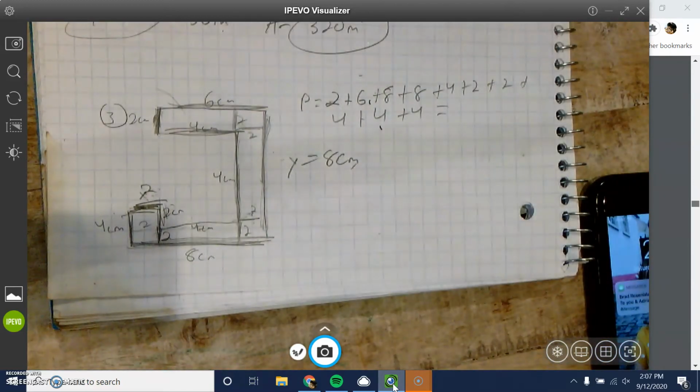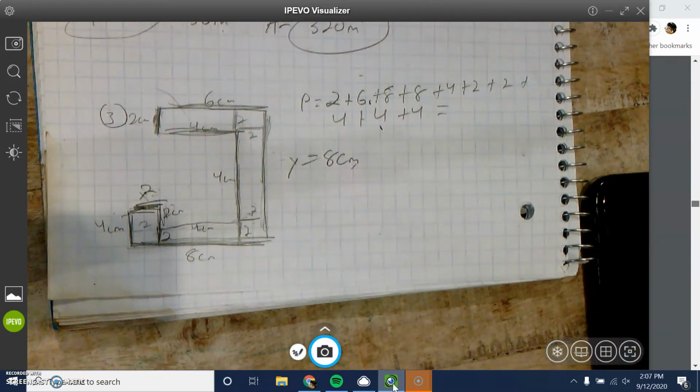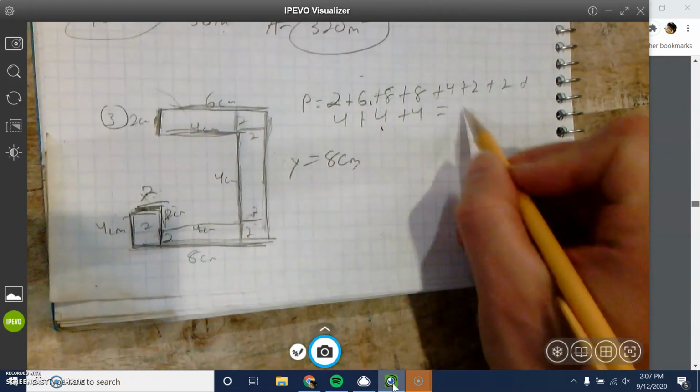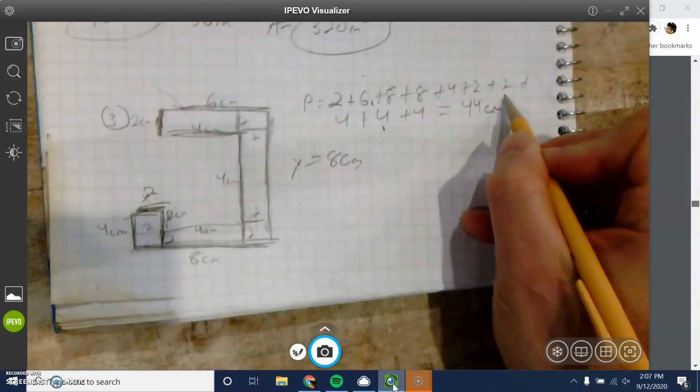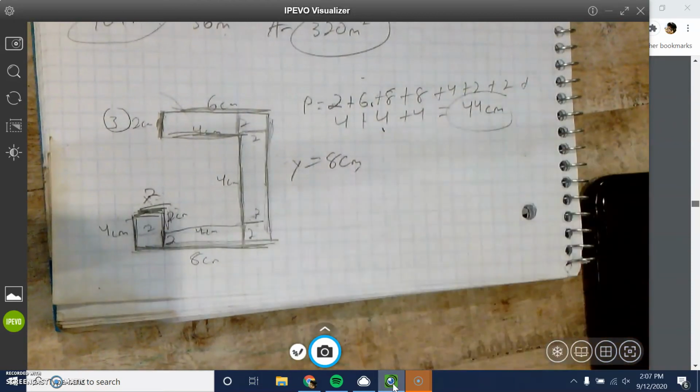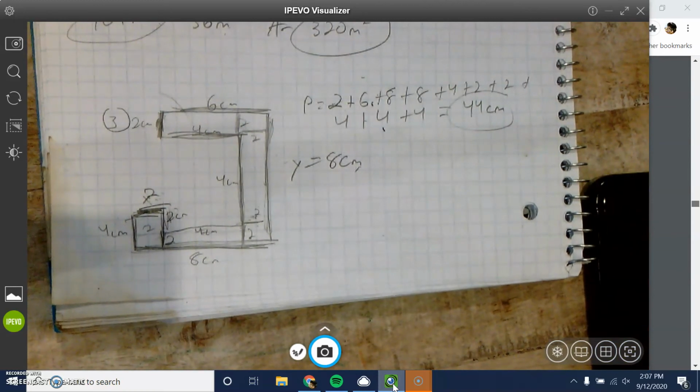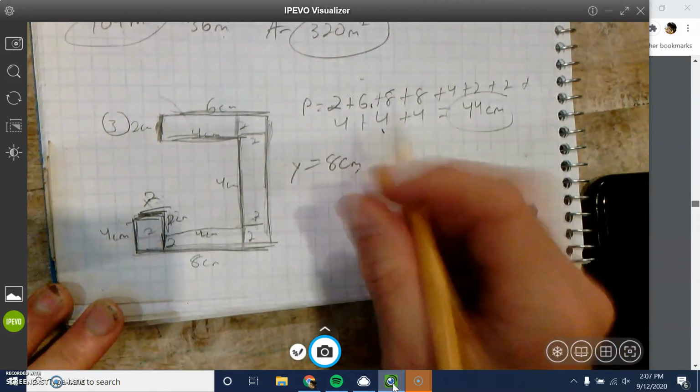All right, calculator. 2 plus 6 plus 8 plus 8 plus 4 plus 2 plus 2 plus 4 plus 4 plus 4 is 44 centimeters. No, not squared because it's perimeter. It's just distance around. Distance is just centimeters around. Cool. All right, now let's find the area.